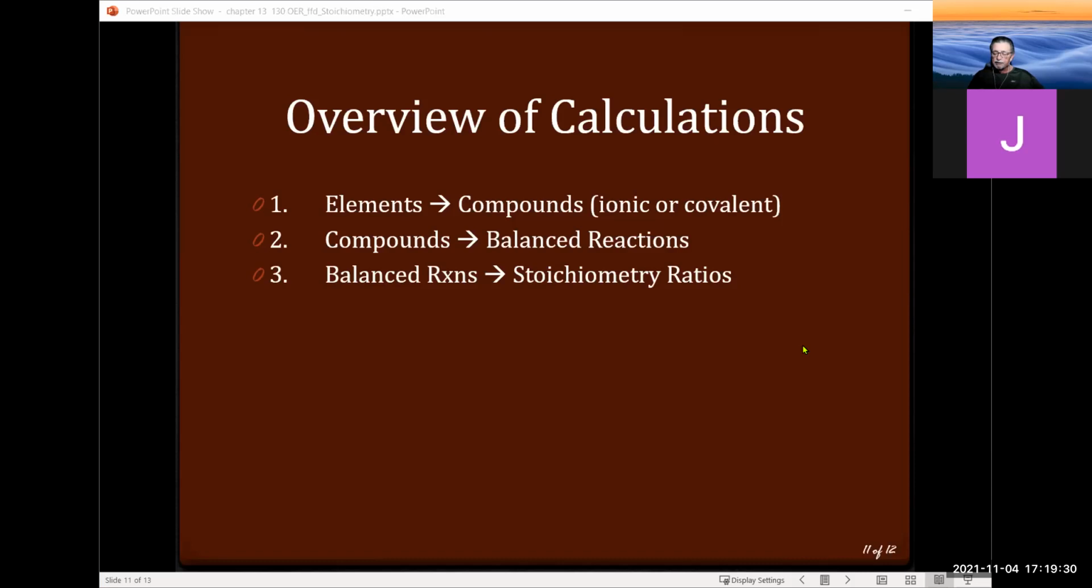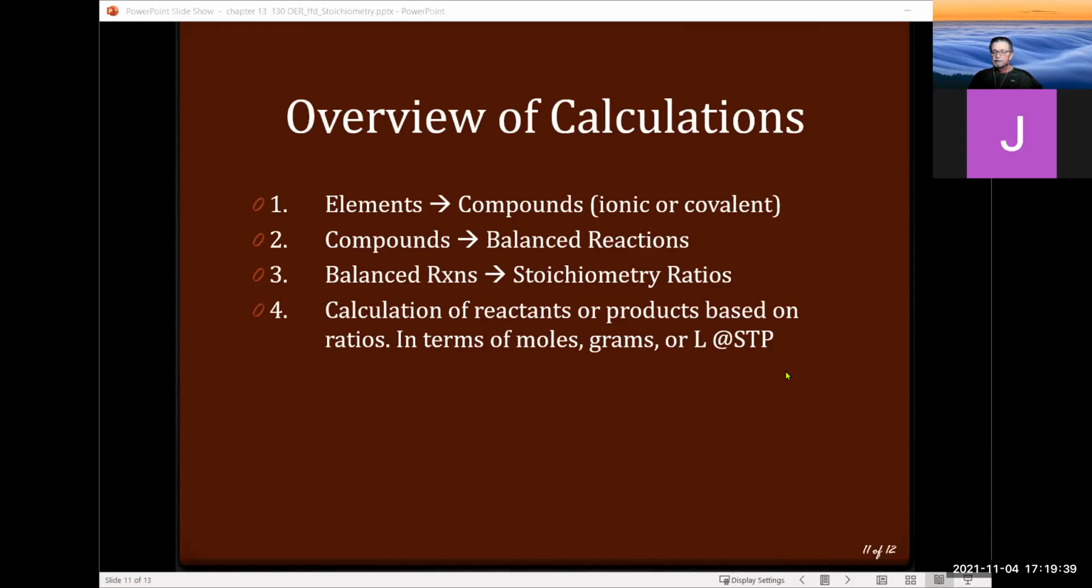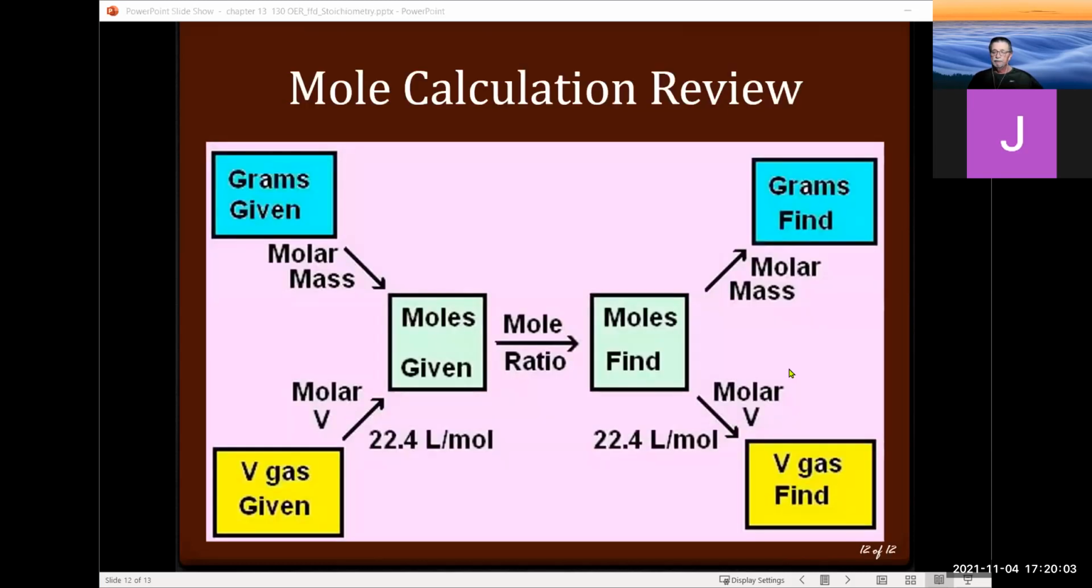And from these balanced chemical reactions, we get these stoichiometric relationships or ratios between reactants and products, okay? Which then allows us to do calculations of either the reactants or the products that are based on the ratios of the balanced chemical equation. And we can give various values in terms of either moles, grams, or if we are at STP in terms of liter or volume, okay?